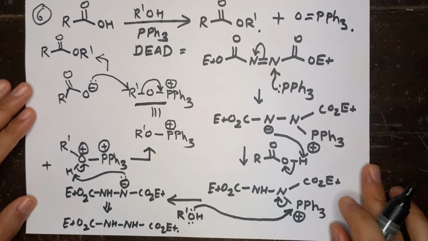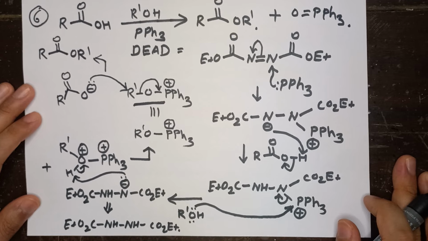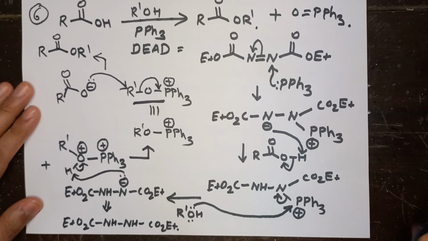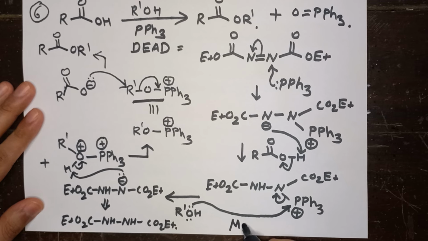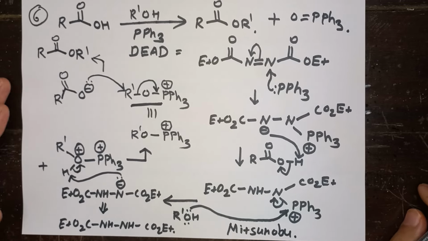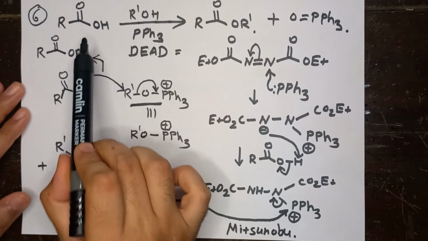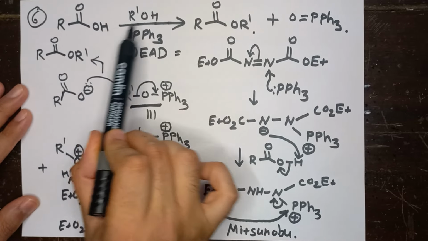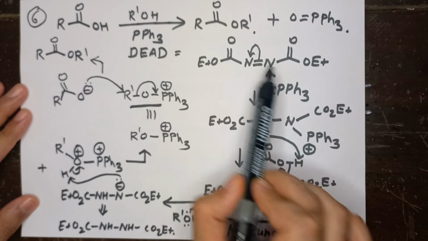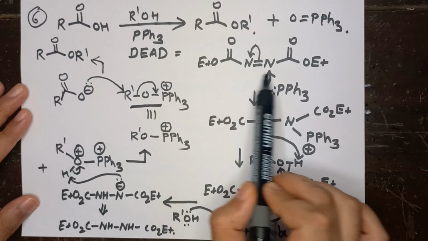Okay, so this is a pretty big mechanism, right? This reaction is also called Mitsunobu reaction. So the reaction name is Mitsunobu reaction. So let's quickly discuss once again. So we have an acid. We are using alcohol, PPH3, and a DED molecule to make it ester. So this is the structure of DED molecule.